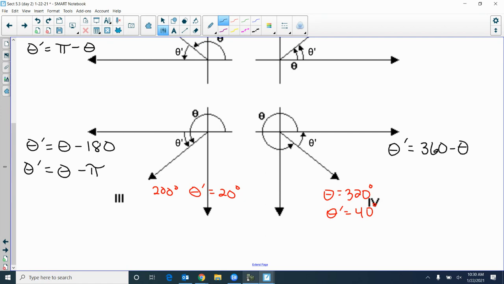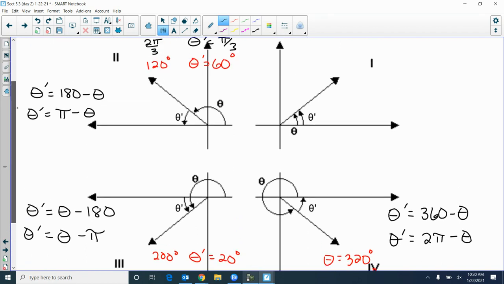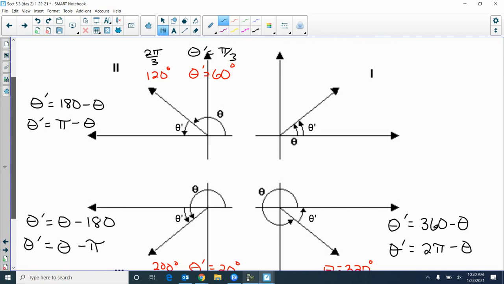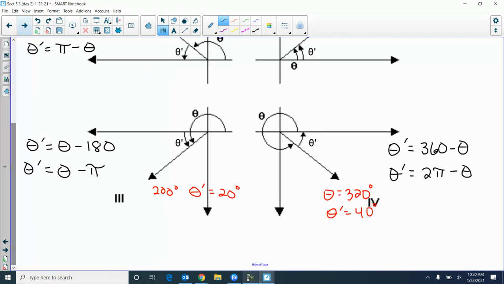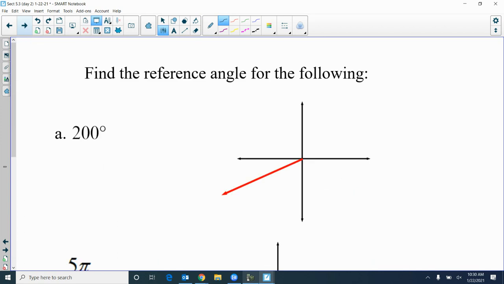I'll agree with that. So you do 360 minus the angle, and you're going to be left with the acute angle. Or 360 is the same as 2 pi, so that's in radians. Got it? All right, so those are just general rules. More often than not, when it's given in degrees, you'll be able to figure it out. But in general, it's helpful to have those rules.